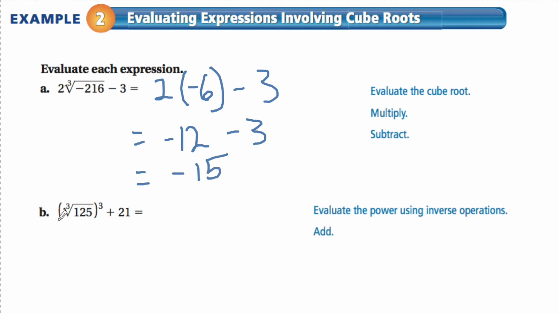And for B, we have the cube root of 125 cubed plus 21. But we know that cube roots and cubes are inverse operations of each other. Therefore, they're going to cancel out, which will leave us with 125 plus 21, which is equal to 146.